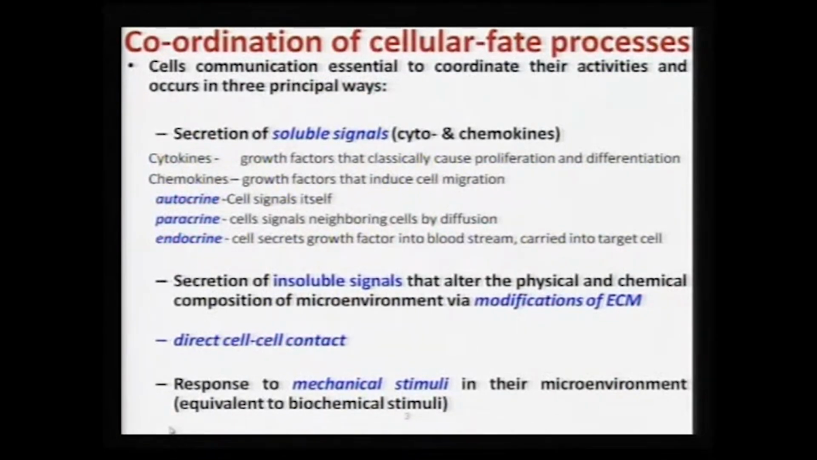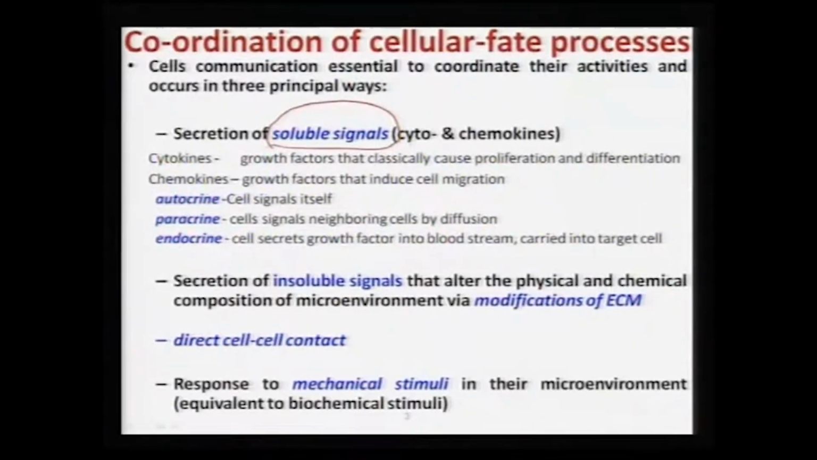Now, coordination of the cellular fate processes. Cell communication is essential to coordinate their activities, and it takes place in 3 principal ways. Number 1 is soluble signals. Here, soluble signals means that a source cell will generate or secrete some kind of soluble signaling. They will generate some biomolecules or protein molecules, and these are known as signals.